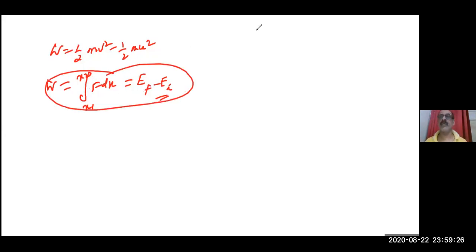Let us go with this derivation now. Work energy theorem with variable force. Sir, nothing additional is there in that derivation? No, complete up to there. I told you, half mv square minus half mu square. Next one, we are going to prove work energy theorem for variable force. Sir, we'll do it using the integral method. Integral method. Look here now.